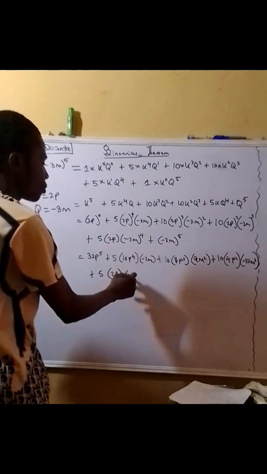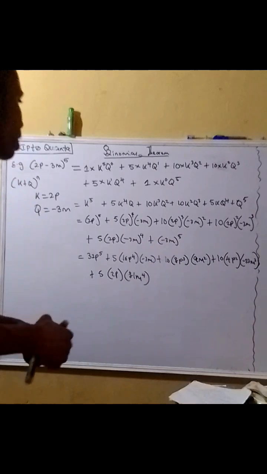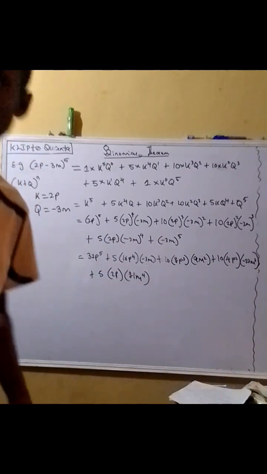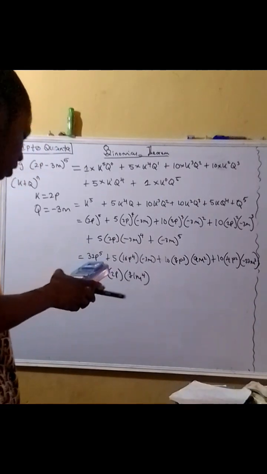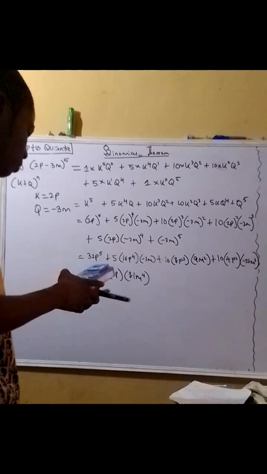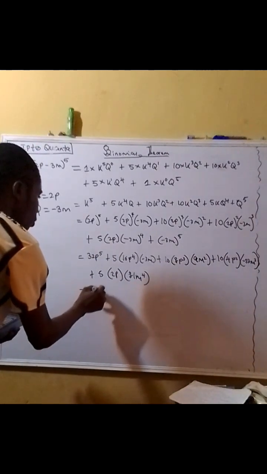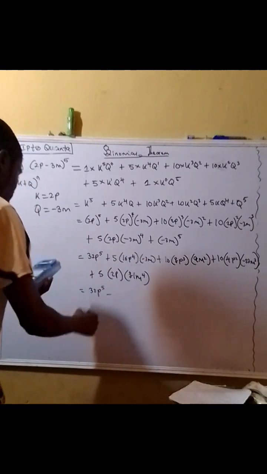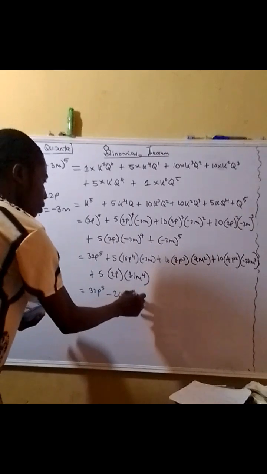So you have 3 raised to power 4 gives you what? 81 m raised to power 4. So you expand it finally by multiplying the others. Let's do it quickly. So 5 times 16, then times minus 3. So we have this as 32p raised to power 5. Then you know this will be minus automatically. Minus times plus, you have minus 240 p raised to power 4 m.